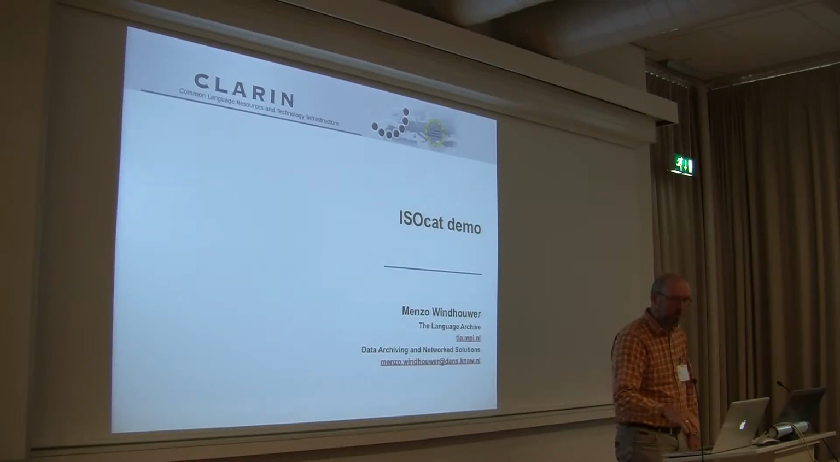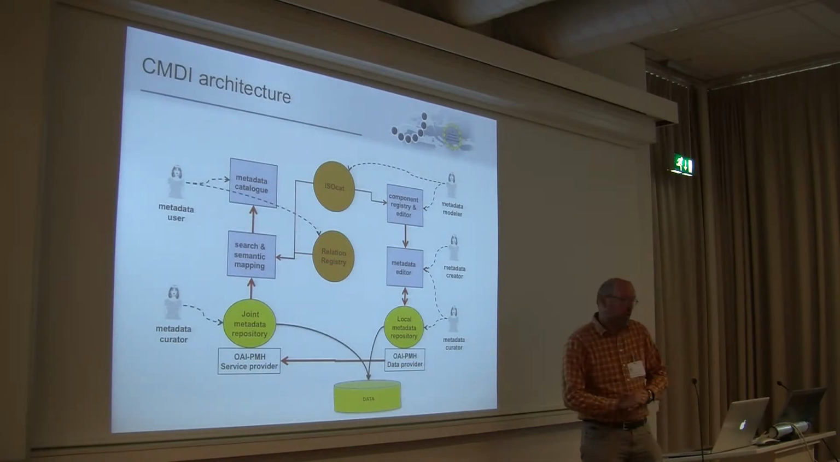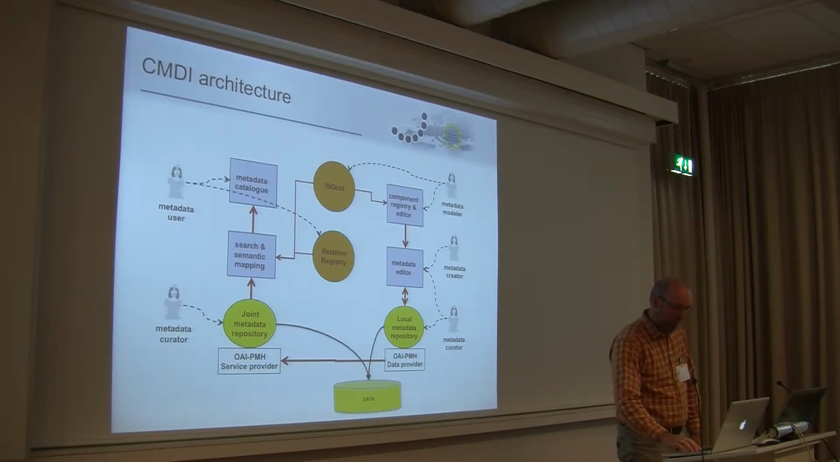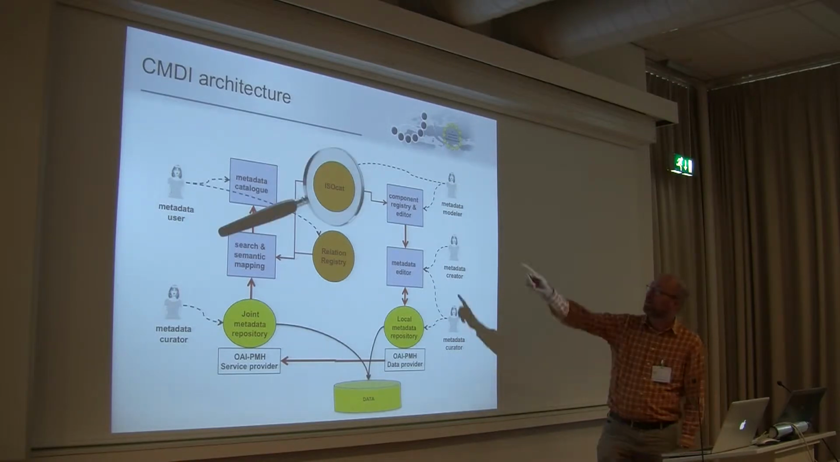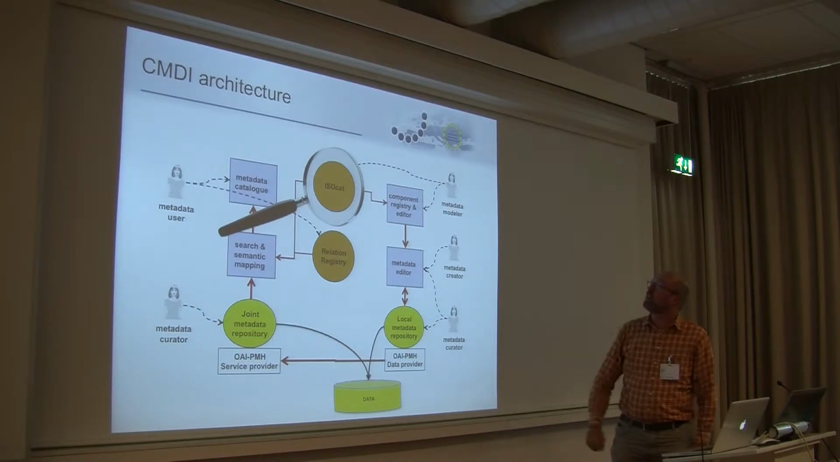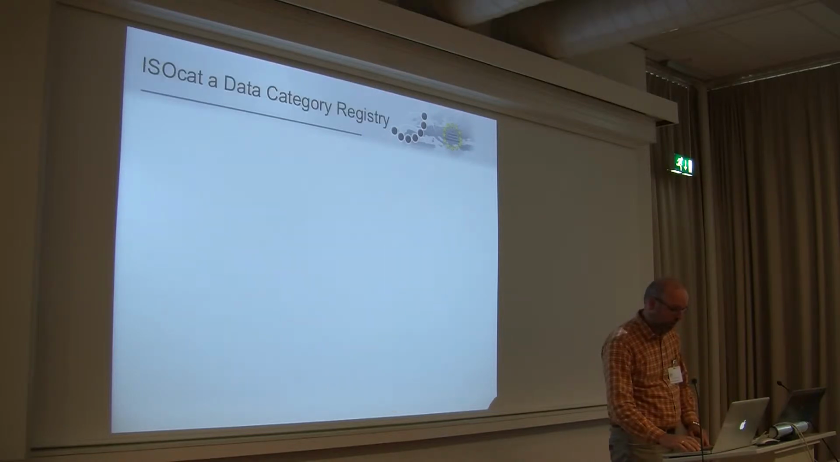Not too much, because there are specific ISOcat tutorials, especially for the Clarin NL calls. In the whole CMDI architecture, the whole picture that you see here, that has been shown already several times, we're now focusing on ISOcat. So it's the metadata modeler, again, who has to interact with ISOcat to make the semantics explicit of the components.